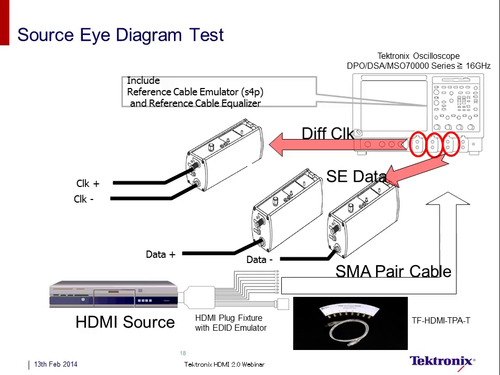The connection diagram for the HDMI 2.0 eye diagram is depicted in this particular slide. You have got the clock signal connected in a differential way, so it occupies one channel of the oscilloscope, while the data signal, the data lane, is connected in the single-ended fashion using the remaining two P7313 SMA probes. So for each and every eye diagram testing, three channels of the oscilloscope are occupied.